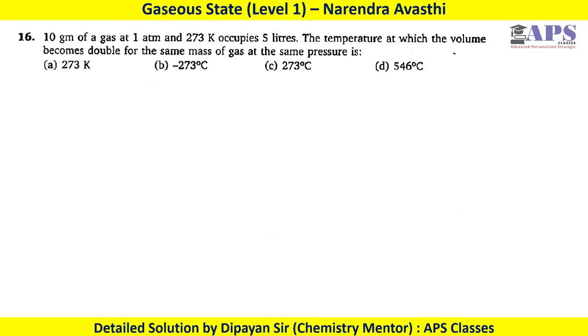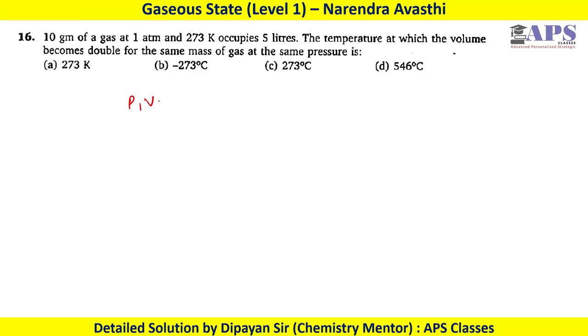In question number 16, 10 gram of a gas at 1 atm and 273 Kelvin occupies 5 liter. The temperature at which the volume becomes double for the same mass of the gas at the same pressure is?